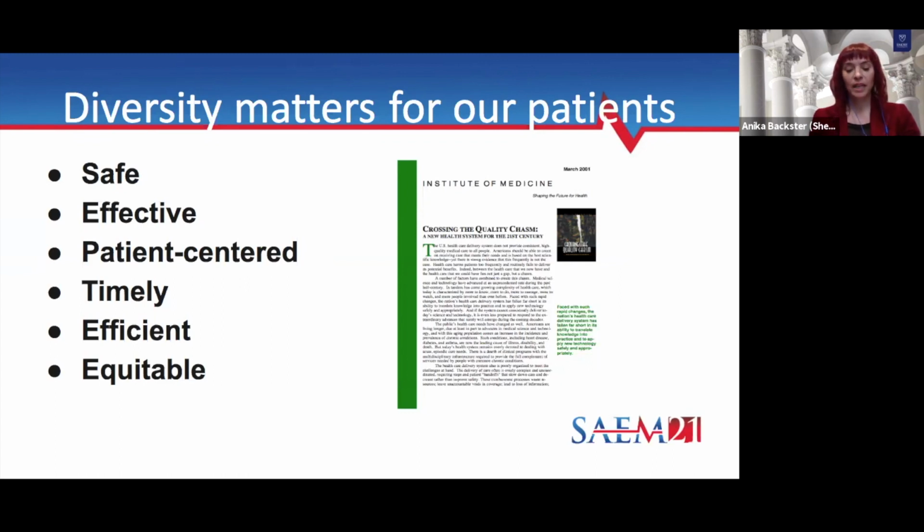Patient-centered, providing care that is respectful of and responsive to individual patient preferences, needs, and values, and ensuring that patient values guide all clinical decisions. Timely, reducing waits and sometimes harmful delays for both those who receive and those who give care. Efficient, avoiding waste, including waste of equipment, supplies, ideas, and energy. And equitable, an important one for us, providing care that does not vary in quality because of personal characteristics such as gender, ethnicity, geographic location, and socioeconomic status.